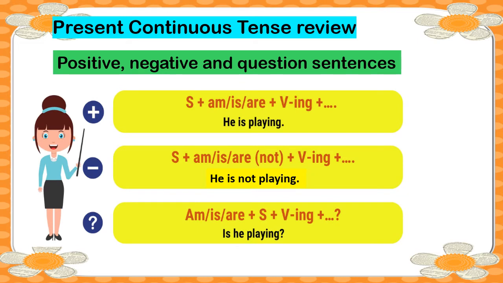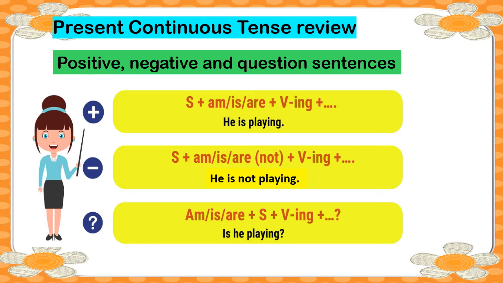I would please like to show you here as well the positive, negative, and question sentences that are used in the present continuous tense. So positive sentences, plain and simple. You have your am, is, and are with your verb. So there's a simple sentence. He is playing. They are singing.